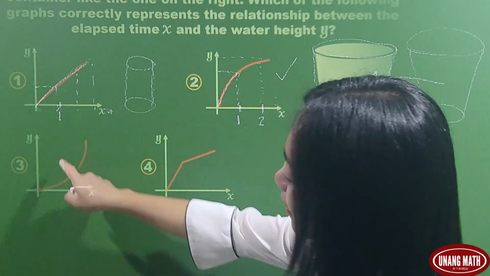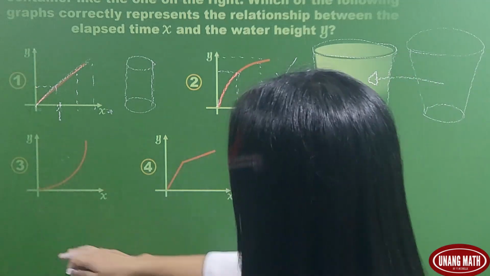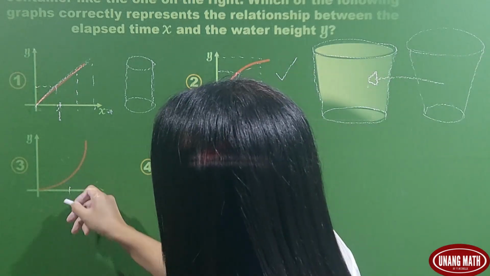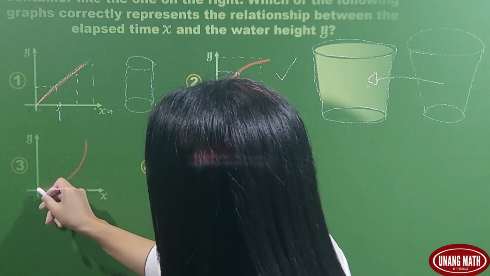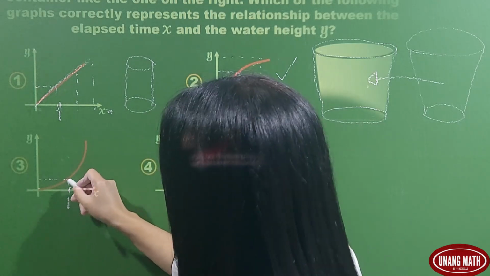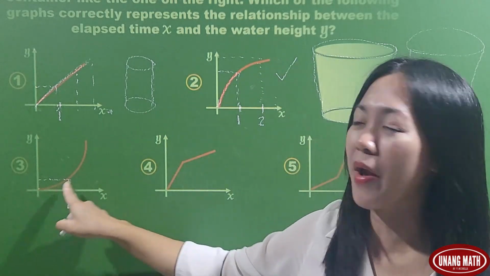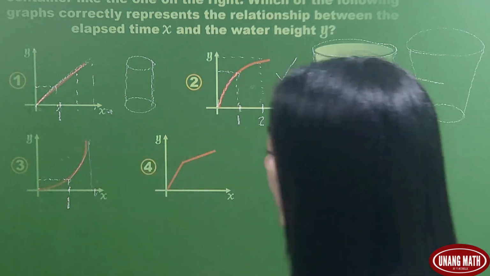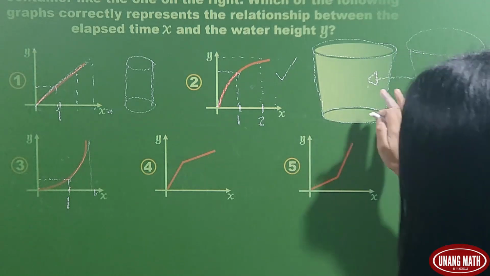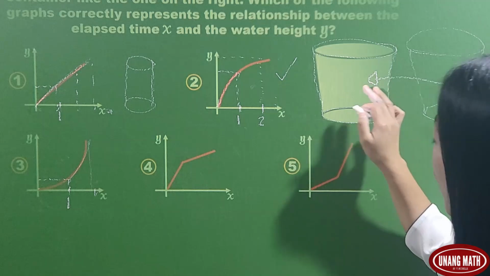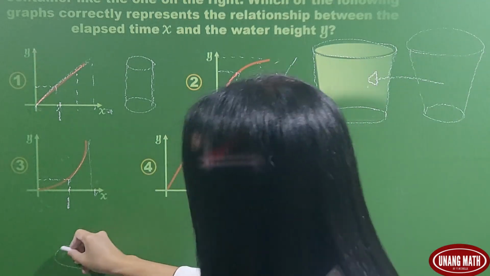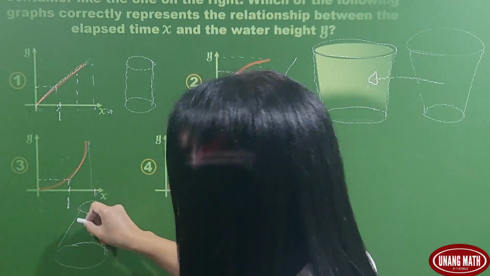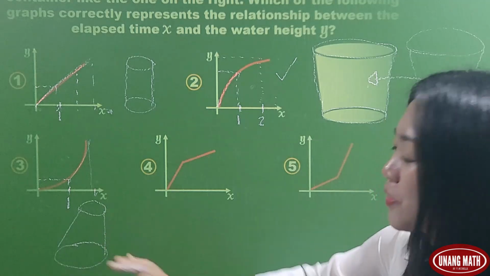Okay, let's also check graph number 3 or this graph. Okay, this is the opposite of this graph. If this is 1 hour, look at the height of the water. Yes, it increases, but it's very slow. And in 2 hours, it increases very fast. So it means, okay, it's the opposite of this container, which means the bottom part is wider or larger, okay, than the upper part. So the container looks like this.